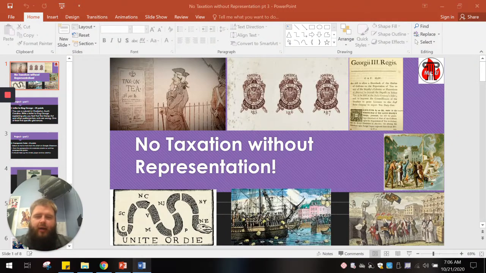8th graders, today we are starting a project called No Taxation Without Representation. So we've moved on to the Revolutionary era part of our class, talking about all the reasons that the colonists were disgruntled and were upset with the British Parliament and the British King, King George III.